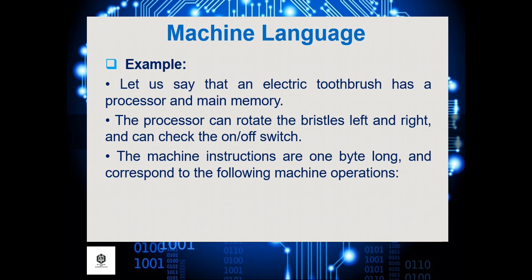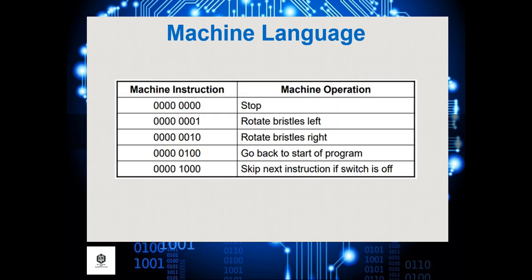Example for the machine language. Let us say that an electric toothbrush has a processor and main memory. The processor can rotate the bristles left and right and can check the on or off switch. The machine instructions are 1 byte long and correspond to the following machine operations.